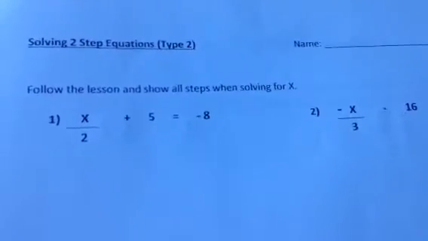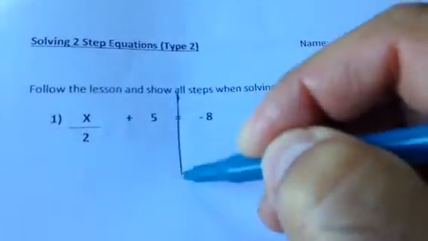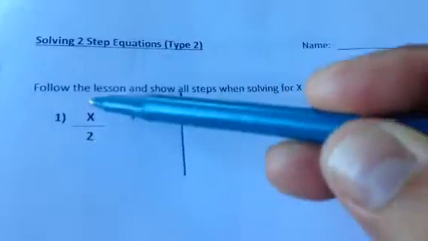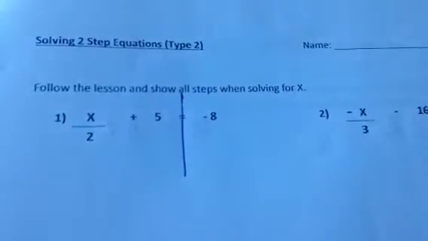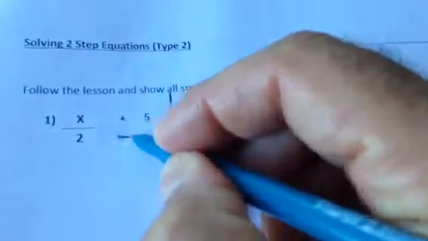So here's what we want to do. Still the same thing. X always wants to be by itself on whichever side it's on. So there's the equal sign, a dividing line. So x divided by 2 is over here. It wants to be by itself. Got to get rid of that positive 5. So we do the opposite to get rid of it. So this positive 5, we put negative 5.